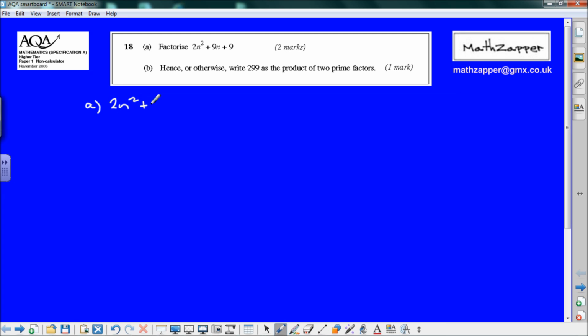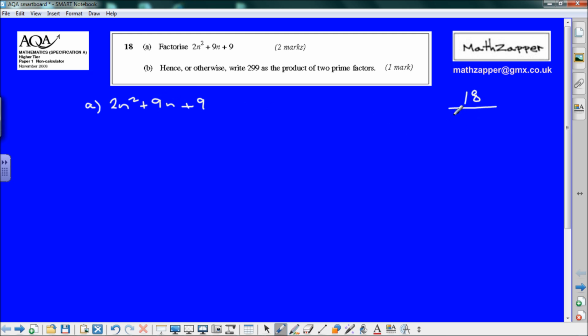2n squared plus 9n plus 9. We need to multiply the coefficient of n squared, which is 2, by the constant, which is 9. 2 9s are 18, and find the factors of 18 that will actually add up to the coefficient of n. So we're looking for 2 factors of 18 that add up to 9.